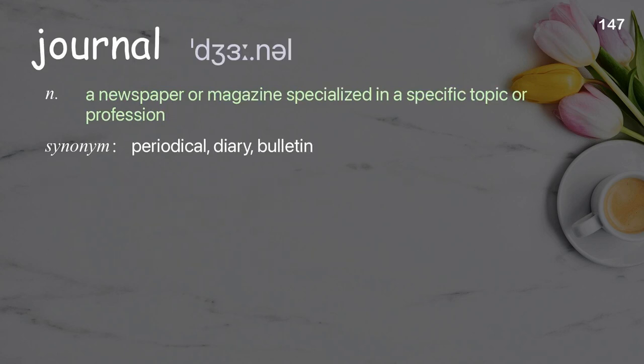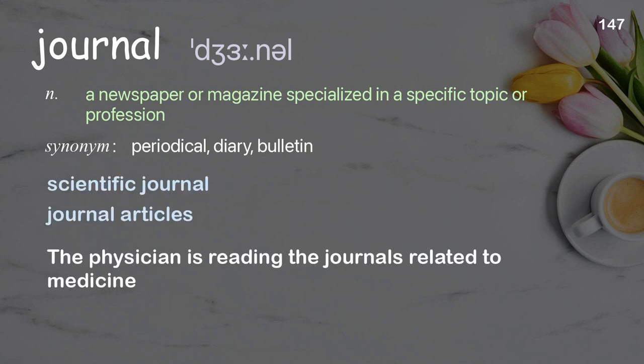Journal. A newspaper or magazine specialized in a specific topic or profession. Examples. Scientific journal. Journal articles. The physician is reading the journals related to medicine.